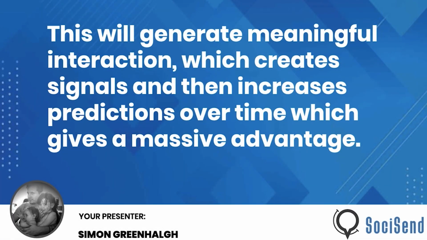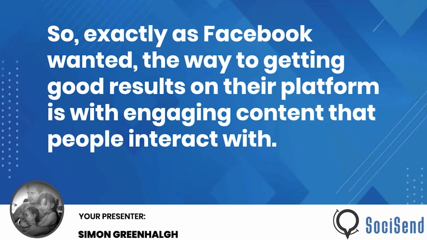This is going to generate those meaningful interactions, which then creates the signals and then increases the predictions over time, because you're going to have users that are interacting with your posts more often. So that means when you release a new piece of content, the people that have interacted with that in the past, the prediction is going to be there that they're going to interact with this one, and this over time gives you a massive advantage on Facebook. So exactly as Facebook always wanted, Google went exactly the same way.